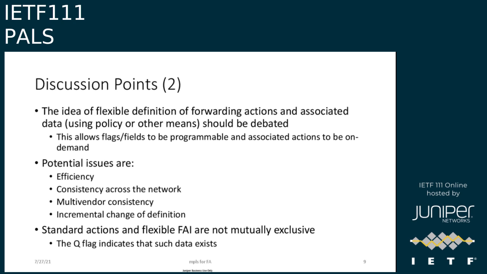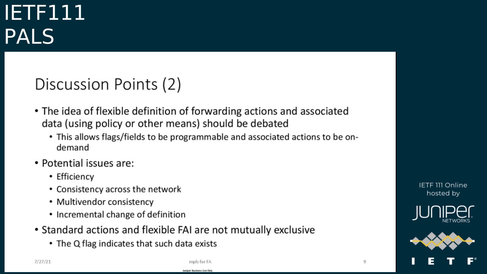So the idea of flexible definition of forwarding actions has come up again and should be debated. There are issues if it is not standard. What happens if 2 adjacent routers, or 2 routers in the path, have different ideas of what's going on with the associated data? How do you change configuration across the network in a meaningful way? But the idea is a very attractive one, so I think it's worth debating it again and maybe solving some of these problems.